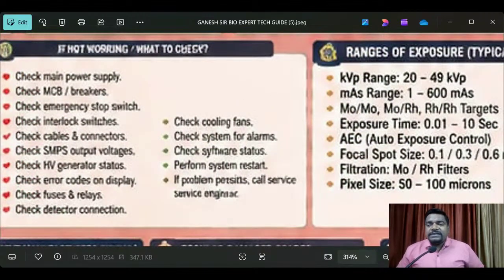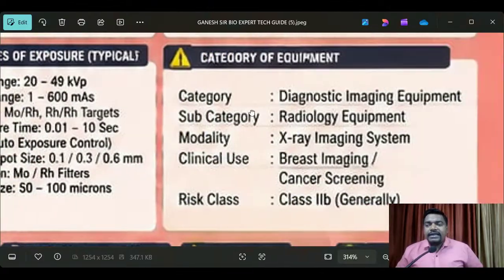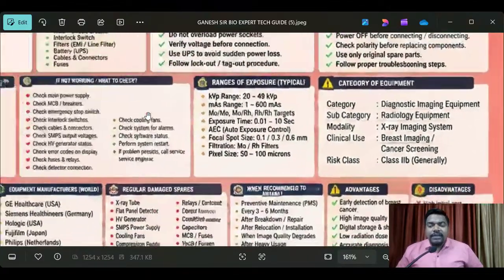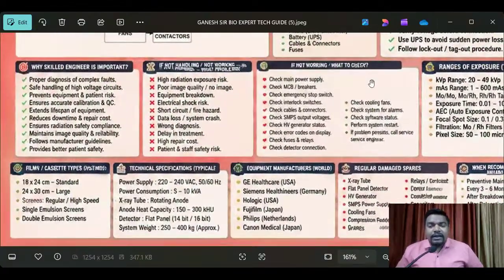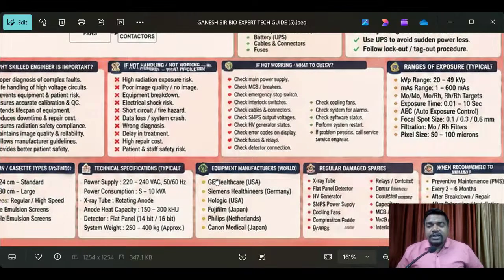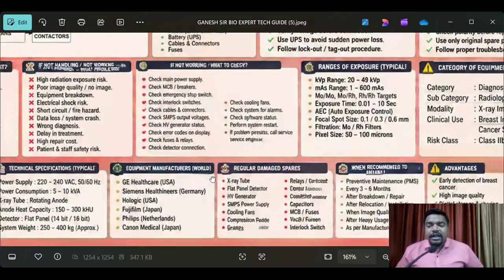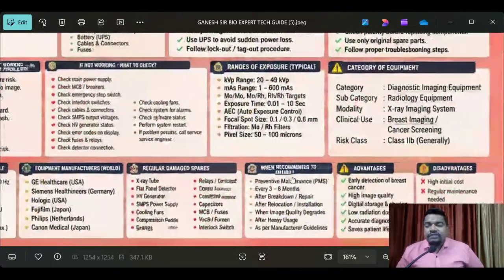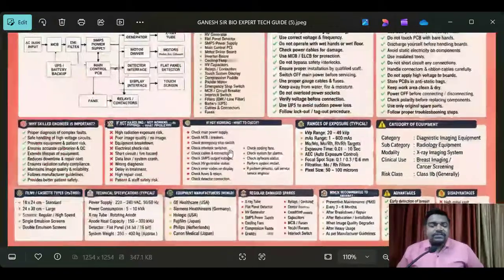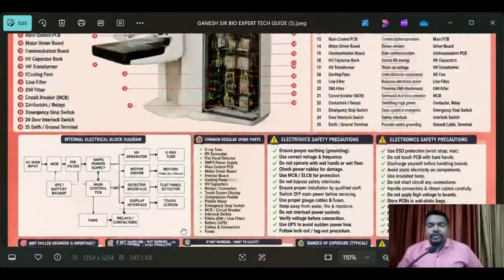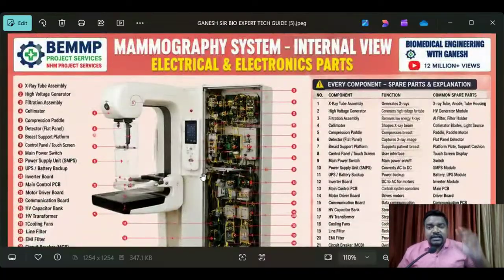Exposure purpose I have given already, right? And the next category of equipment I have given. Maximum topics I have covered here. Next, cassette type I have given, technical specifications I have given, equipment manufacturers I have given, regular damages I have given, and next advantages and disadvantages. See, all these topics I have successfully trained here, right? So these are the slide presentation.